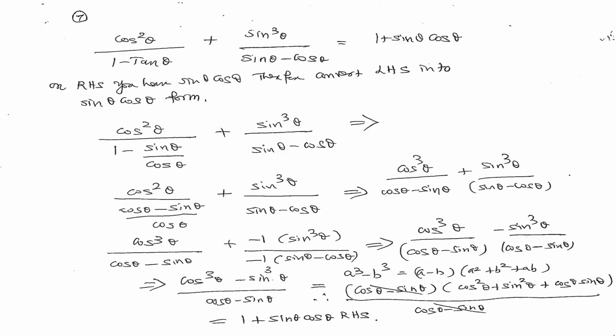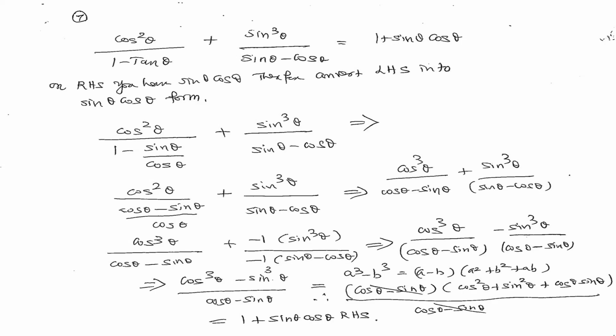In the next step, cos cube theta by cos theta minus sin theta plus sin cube theta by sin theta minus cos theta. Multiplying the denominator, sin theta minus cos theta, by minus 1, it changes to cos theta minus sin theta. Therefore, the denominator is made equal. Therefore, cos cube theta minus sin cube theta, that changes the sign, by cos theta minus sin theta.